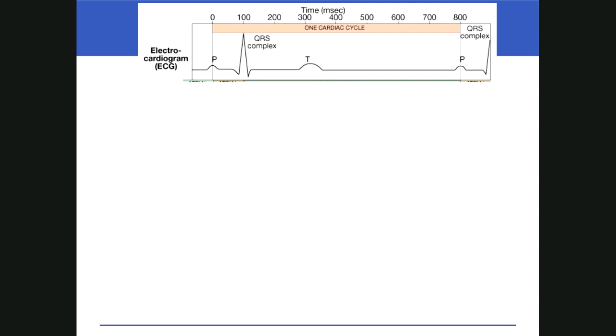So what is the P wave? Atrial what? Atrial depolarization, exactly. And then QRS, remember what that is? It's two things. What is it? It's the atria doing what?